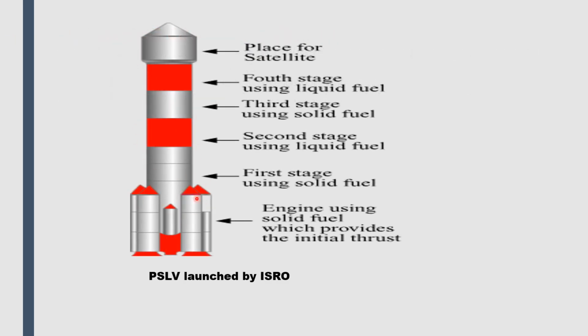This is a picture of the Polar Satellite Launch Vehicle which was launched by ISRO. These are the different parts of the PSLV. This is the engine which uses the solid fuel for providing the initial thrust to propel the rocket in the upward direction. This is also a tank for solid fuel storage. So this is the first stage using solid fuel. The second stage uses a liquid fuel. The third stage uses a solid fuel. The fourth stage again uses a liquid fuel, and this is the place where the satellite is positioned or stationed.